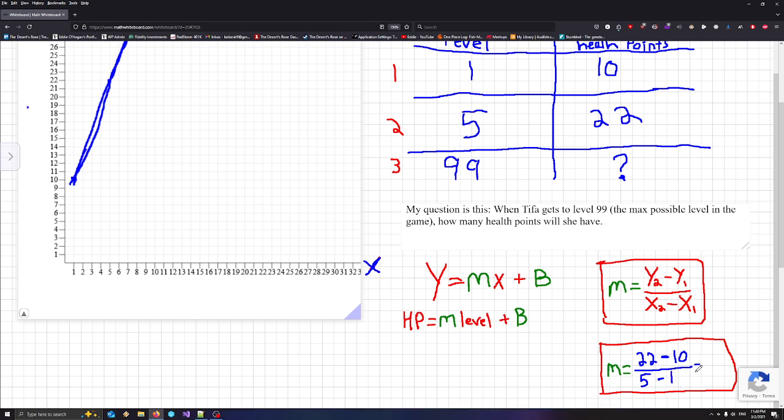What does that come out to? I'm going to type it in my calculator just to make sure I get it. I can do the math mentally, but okay, so that's 12 divided by 4. That comes out to 3. Let me double check that: 22 minus 10.